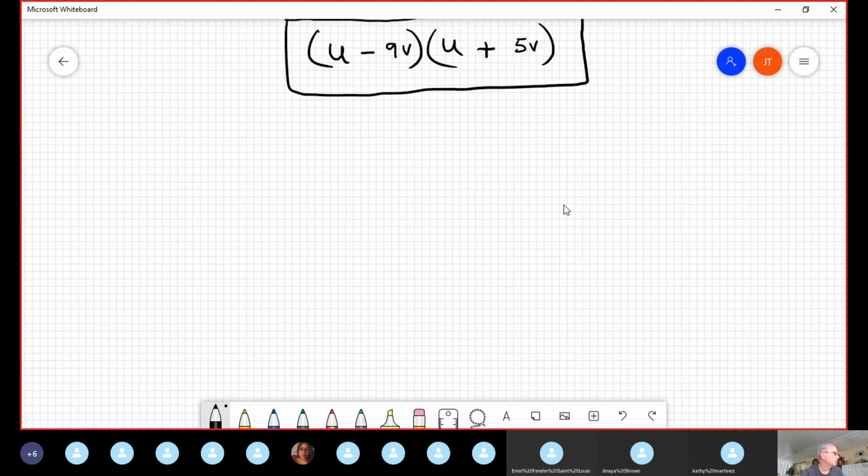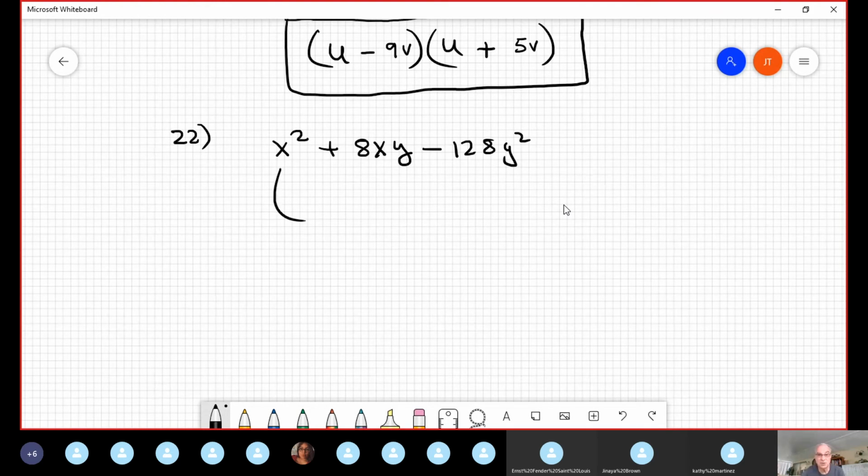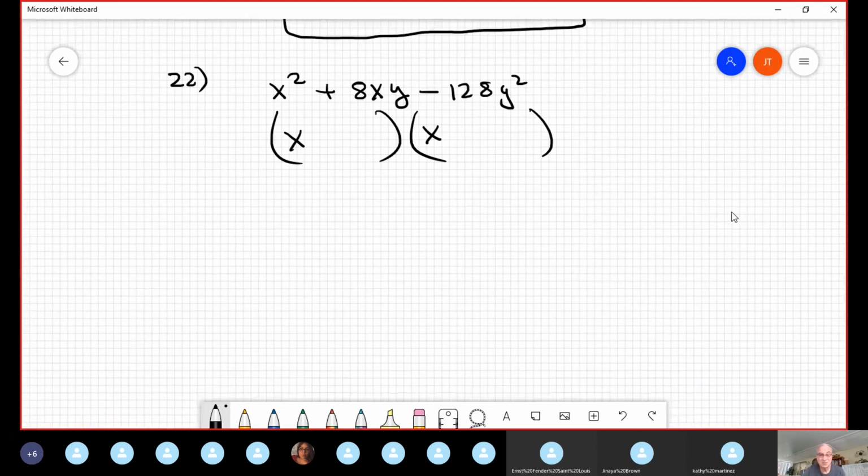22 is a little bit more complicated because it has a big number: x squared plus xy minus 128y squared. Wow, 128. I suppose I need to use my calculator. You open the parentheses again. You put the name of the first variable, x. Now the combination is complicated, at least for me.